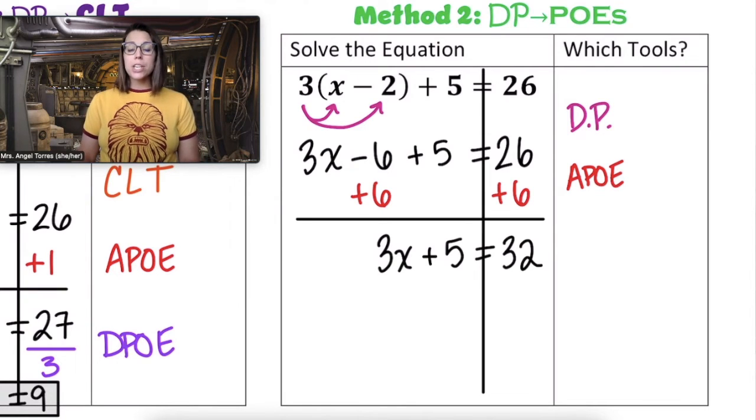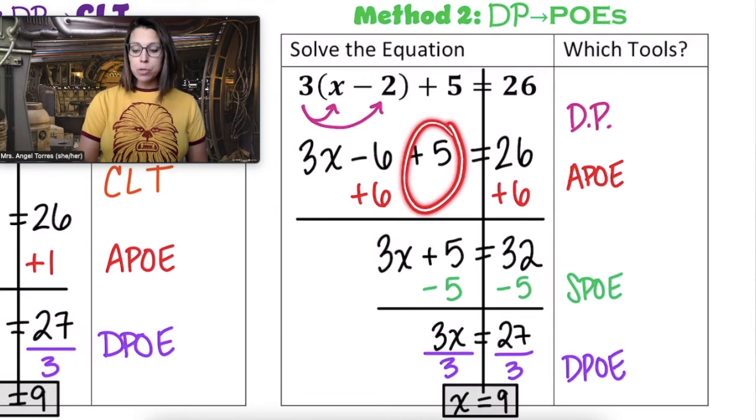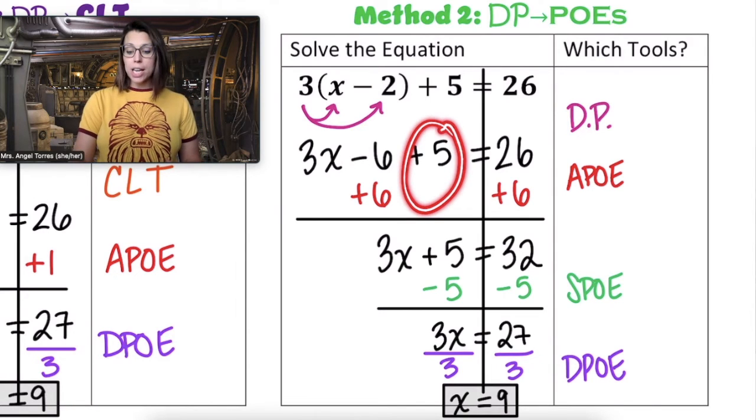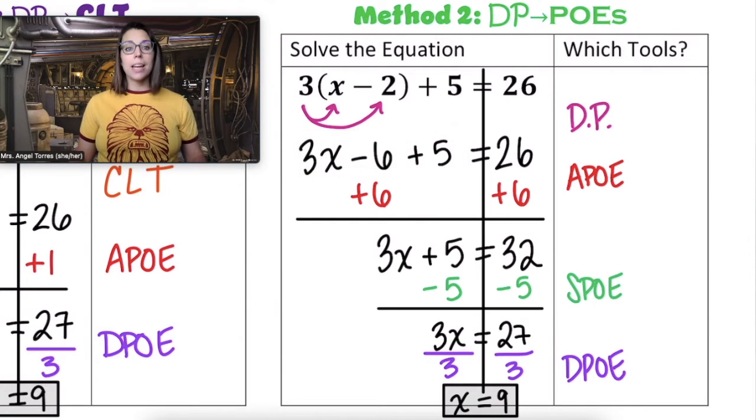Now my new equation is 3x plus 5 equals 32. From here, you can apply SPO and DPO to solve for x. So why don't you go ahead and do that right now. Now remember, you could have also decided to subtract 5 first, in which case your equation would have been 3x minus 6 equals 21, and then you can use APO and DPO. Like I said, the more complex the equation, the more methods you have to choose from.